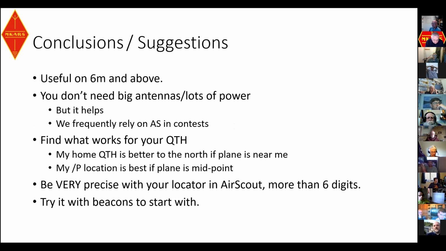When I'm doing it from home, for example, I find I'm more likely to get a contact if the plane is very close to me. When I'm on the hill, I'm more likely to get a contact if the plane is about halfway between me and the other station. I think that's all down to the surrounding geography and what's in between me and the other station. So if I'm at the bottom of a hill, the plane's got to be close because I've got to have my antenna or my radiated signal more elevated, whereas when I'm on the hill, my radiated signal could be more horizontal.